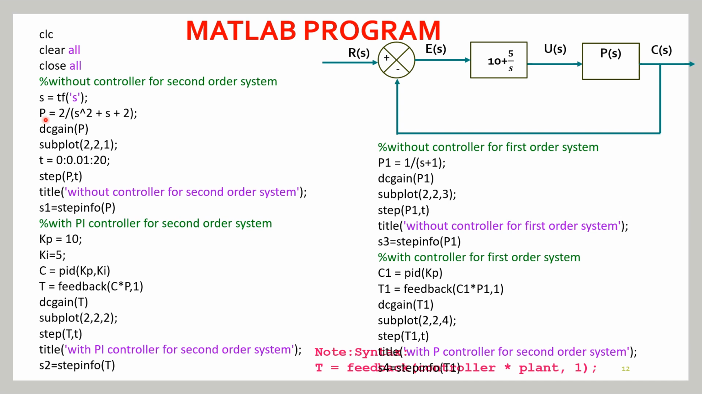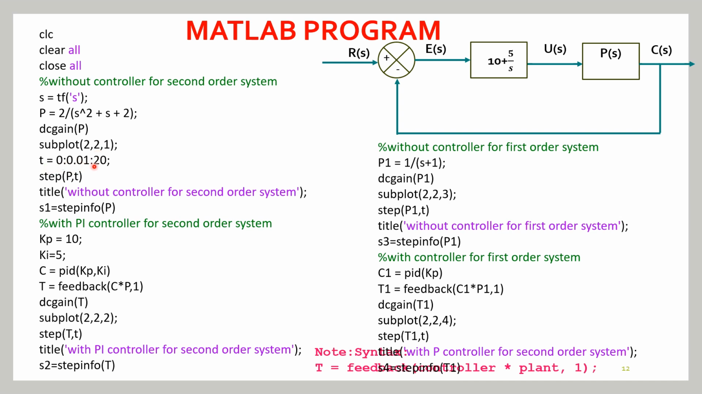So this is my first function, the plant function P. I have used a second order system, 2 divided by s squared plus s plus 2. To calculate the DC gain, I have used the command dcgain of P. What is DC gain? It makes the s function become 0. So the DC gain will be 1 for the given function. I am going to plot 4 plots in this picture, so I have used subplot with 2 rows, 2 columns, first position.